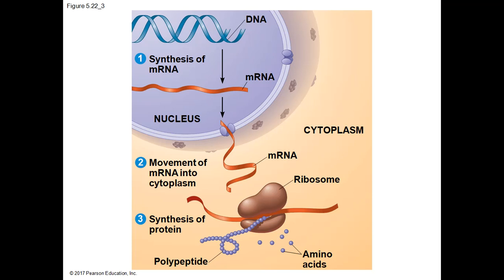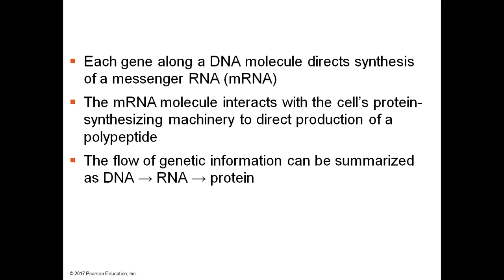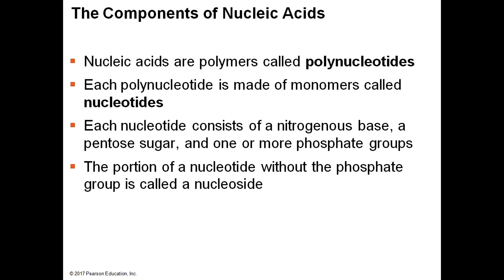translated into a polypeptide. Each gene along a DNA molecule directs synthesis of a messenger RNA molecule. The messenger RNA molecule interacts with the cell's protein synthesizing machinery to direct production of a polypeptide. The flow of genetic information can be summarized as DNA makes RNA and RNA makes protein. Nucleic acids are polymers called polynucleotides, and each polynucleotide is made of monomers called nucleotides.